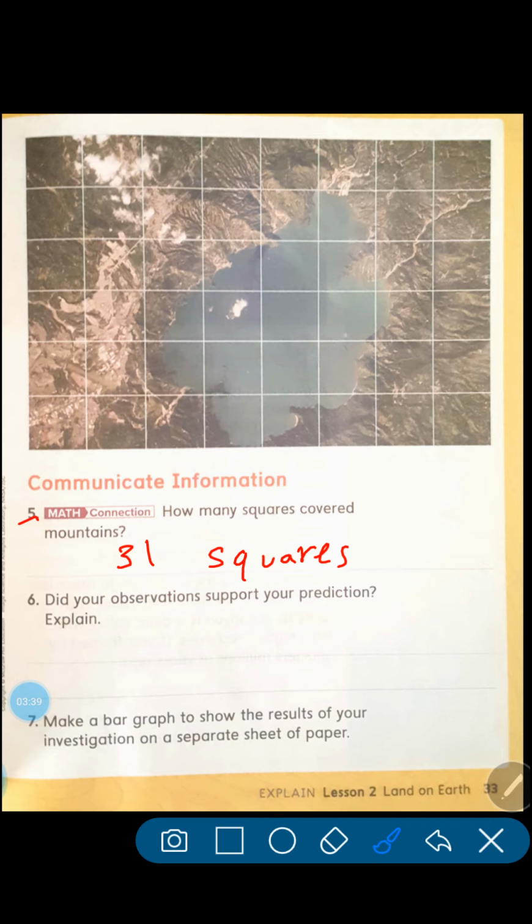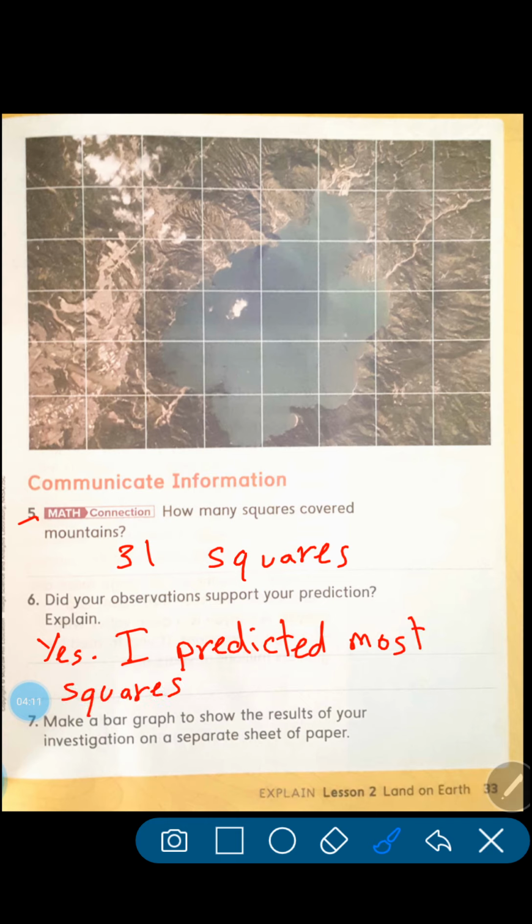Did your observation support your prediction? Explain. Yeah. Why? Because when I looked at the picture, I saw that most squares would cover mountains, right? So let's write. Yes, I predicted most squares would cover mountains.